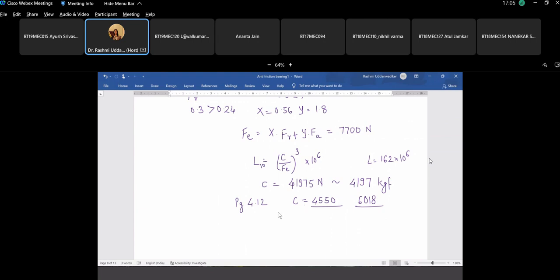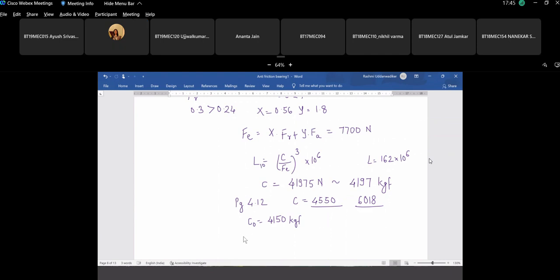So for 6018, what is the value of C naught given in the same table? C naught is the static load carrying capacity. What is the value given? Is that 4150? PSG design data book, page number 4.12. This is again in kgf.